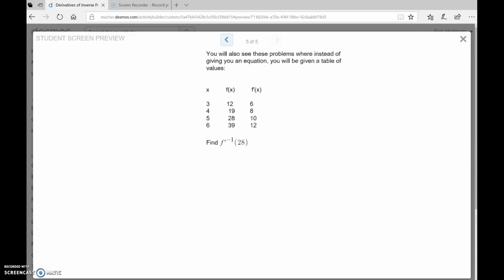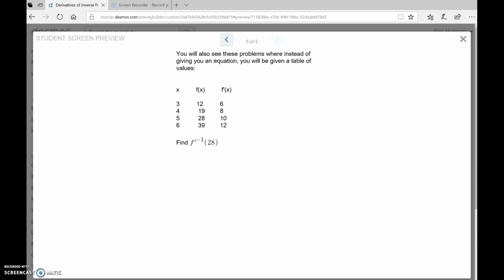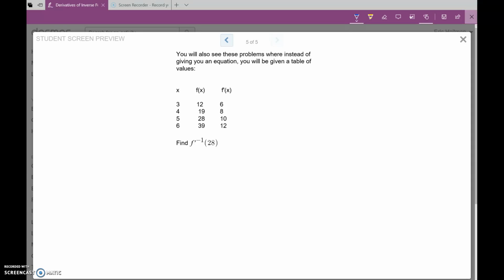There's another format in which you will see these problems. Sometimes you'll be given a table of values. That is actually even easier. There's way fewer computations. So instead of just giving us equations, we have a table of values for f and f prime. And the question is asking us to find f inverse prime of 28. So we're going to go through the same process as we just did, but we will just use the table.